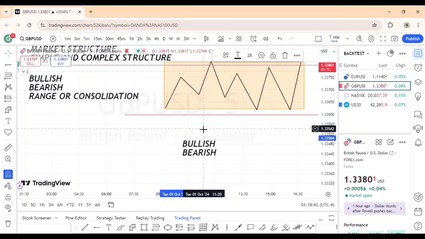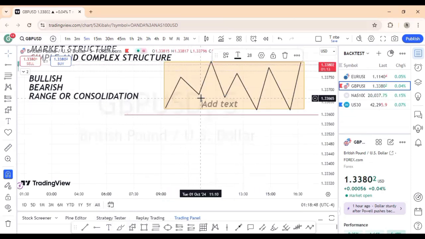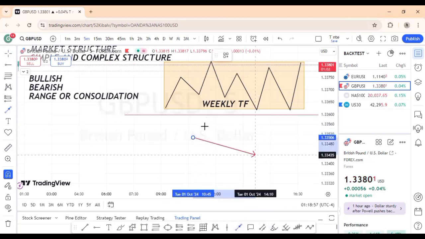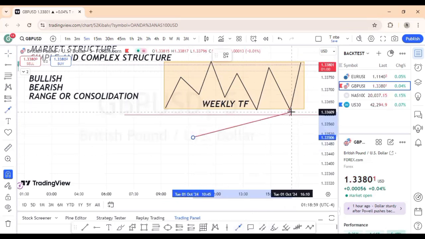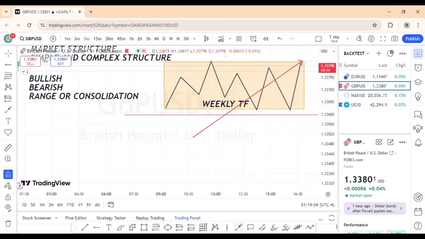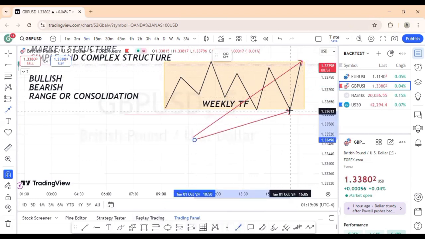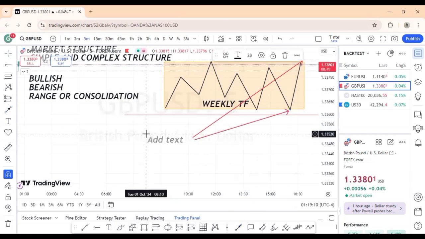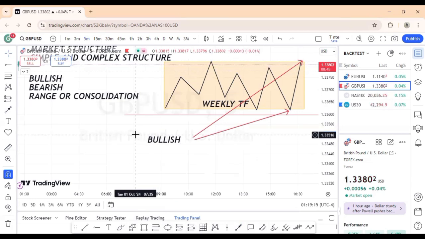That means, for instance, if this range is on, let's say, a weekly time frame, right? Believe me, from this point to this point, what will we see? We're going to see a bullish market, right? So between these 2 points, what are we going to see there? A bullish market. So the trick about a range is that you have to look at the time frame it occurs.